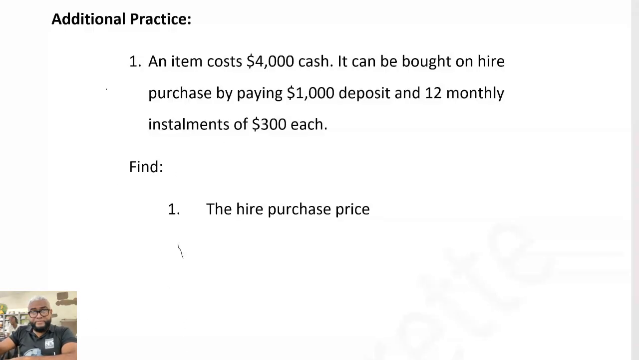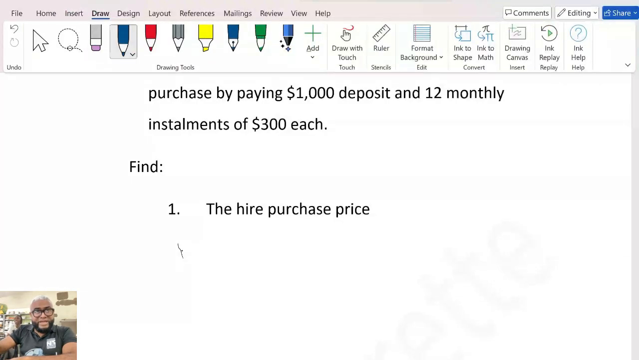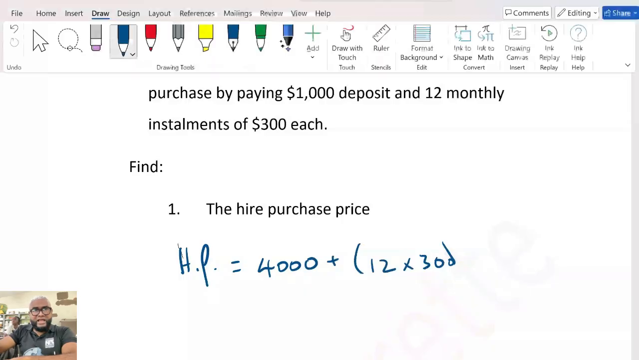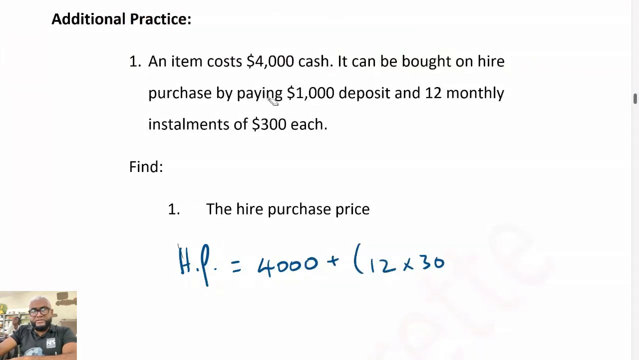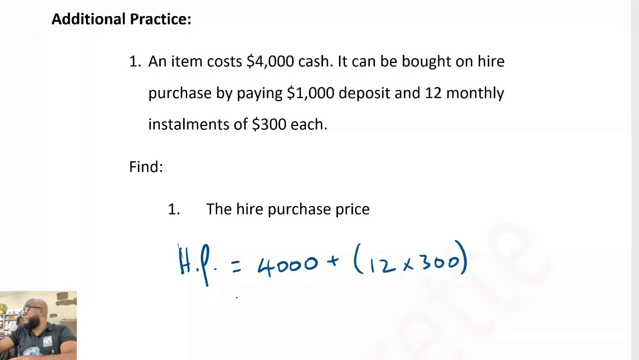Let's work. So this is 4,000. So this will be the hire purchase price. Okay. So this will be 4,000 plus what? 12 by 300. Excellent. Do that for me, please. Pull out that calculator. 7,600, right? This is my hire purchase price.